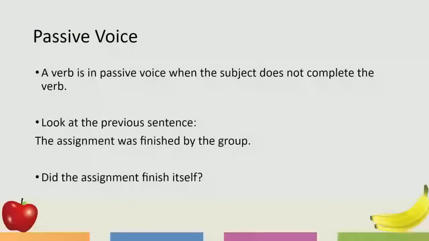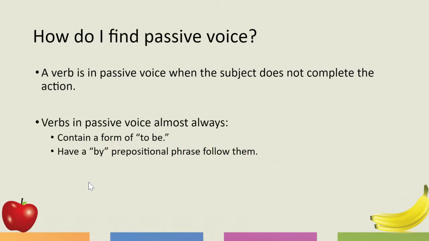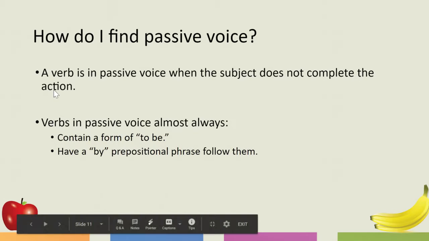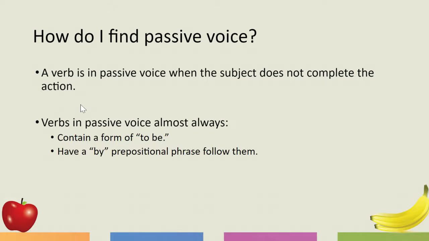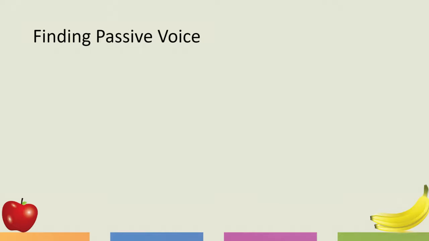Passive voice. A verb in passive voice is when the subject does not complete the verb. So look at the previous sentence. The assignment was finished by the group. Did the assignment finish itself? No. A verb is in passive voice when the subject does not complete the action. Verbs in passive voice almost always contain a form of to be or have a by prepositional phrase to follow them. So let's work on finding some passive voice.